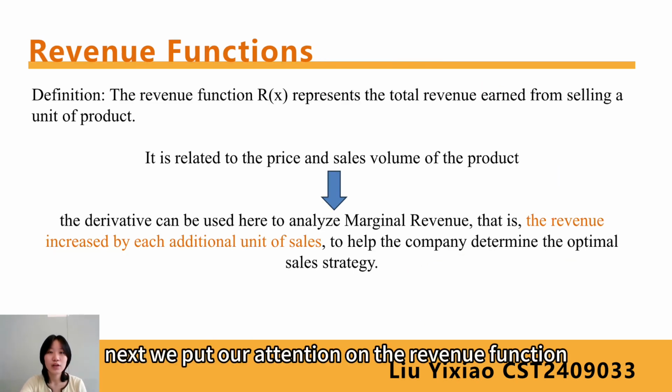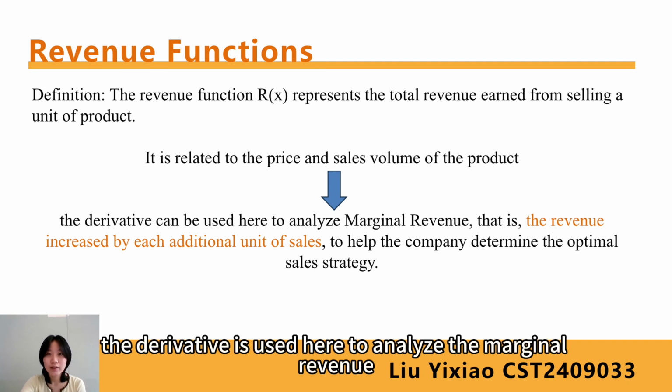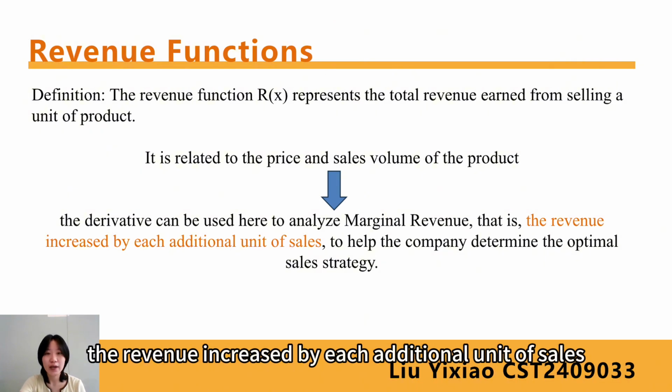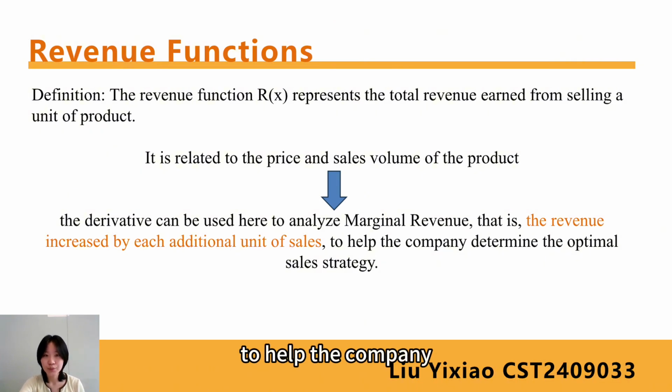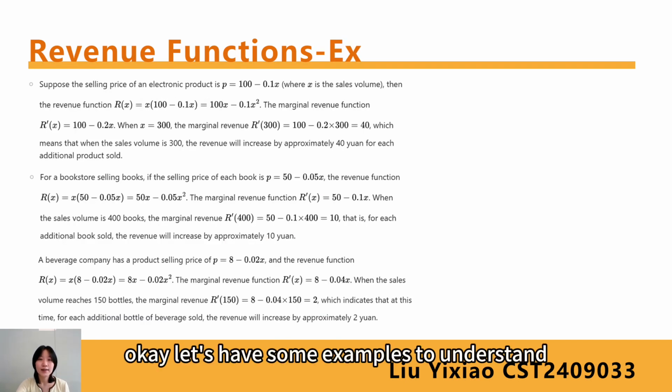Next, we put our attention on the revenue function. The revenue function is the total revenue earned from selling a unit of product. The derivative is used here to analyze the marginal revenue, the revenue increased by each additional unit of sales, to help the company determine the optimal sales strategy. Okay, let's have some examples to understand.